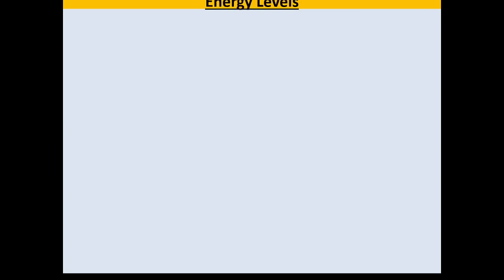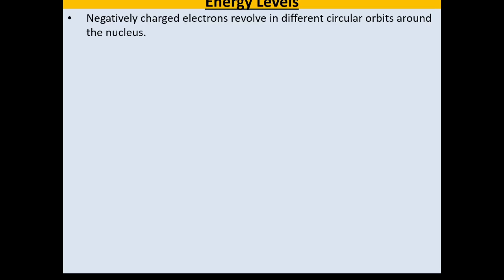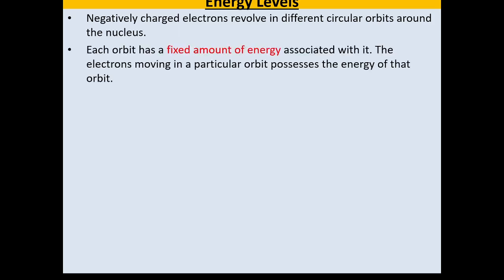Now let us study energy levels. Negatively charged electrons revolve in different circular orbits around the nucleus. So we know this. Each orbit has a fixed amount of energy associated with it. The electrons moving in that particular orbit possess the energy of that orbit. If the orbit changes, then the energy of the electrons also changes.